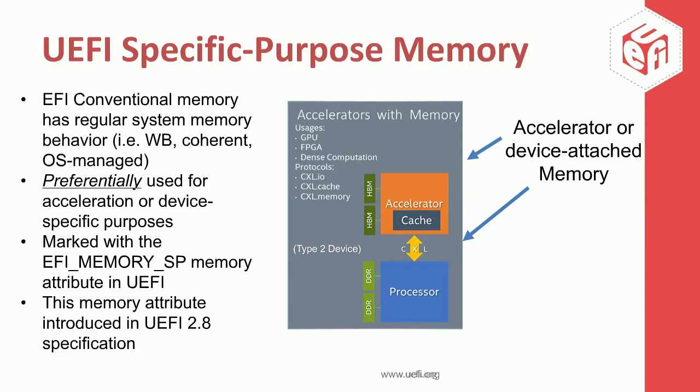And therefore, there's a way to embellish or decorate the memory regions belonging to that accelerator and private to it with a special attribute in UEFI, which we call EFI memory SP, specific purpose. This attribute allows such memory regions to be identified by an enlightened OS, and for that OS then to manage it, but also allocate that memory preferentially for acceleration use cases. The EFI memory SP attribute is now introduced in the UEFI 2.8 specification.